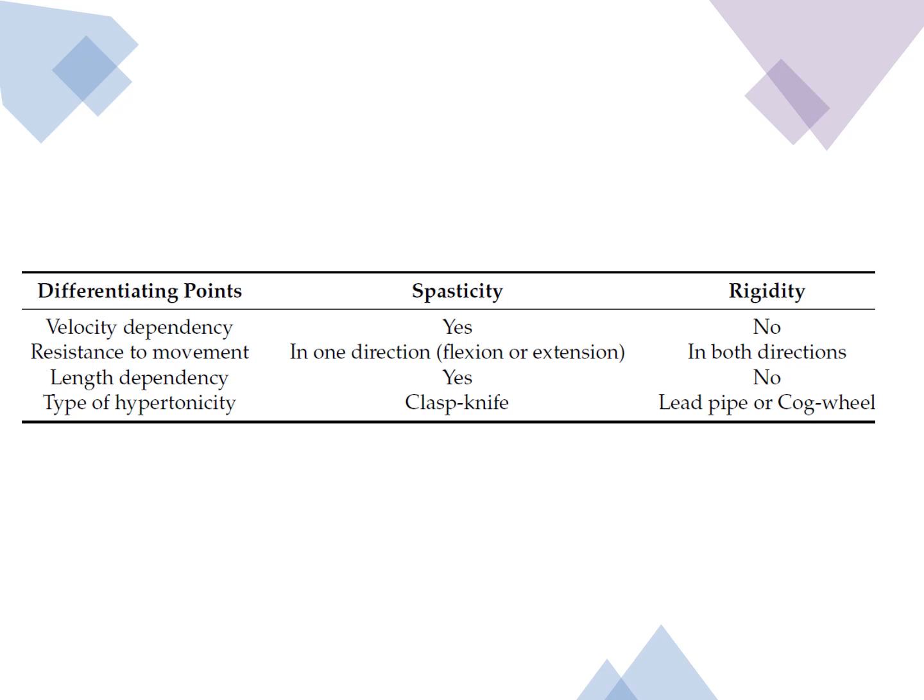Similarly, the type of tonicity in spasticity is the clasp-knife, as we already discussed. In rigidity, it will give either a lead pipe feel or the cogwheel phenomenon. And at the same time, spasticity will give more resistance in one direction than in the other, whereas in rigidity, the resistance is equal in both directions.